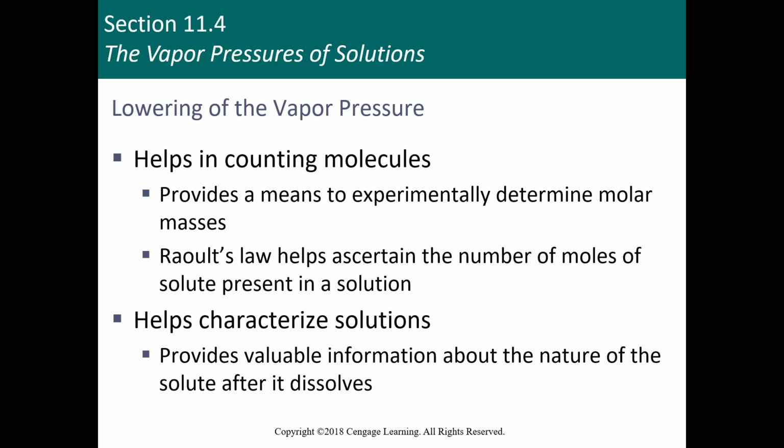Raoult's law helps ascertain the number of moles of a solute present in a solution. It's actually a fairly quick and easy way you can do this very reliably versus less reliable methods that many people try to do spectroscopically or automated. So you think that this might be old, but it's not. It was done almost 200 years ago, but you still have it being done today in labs to verify results.